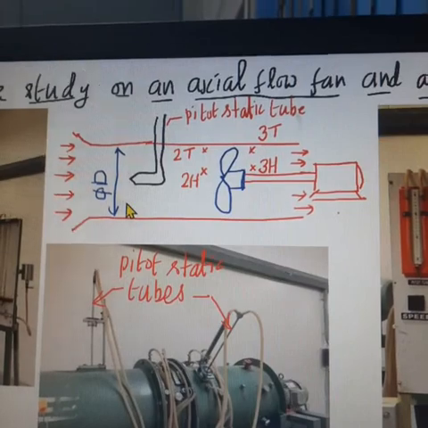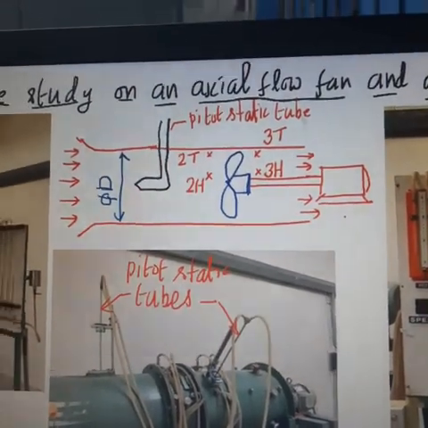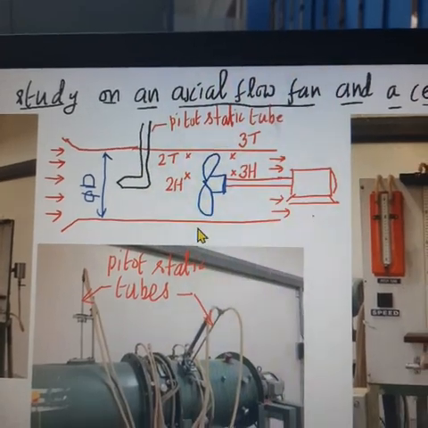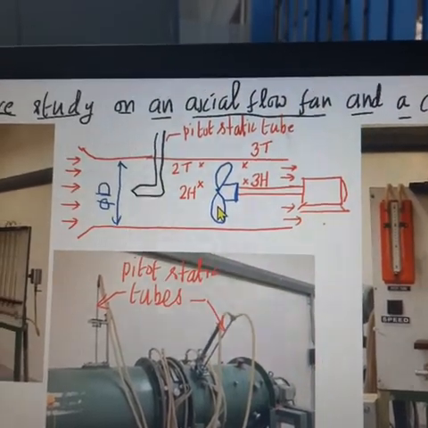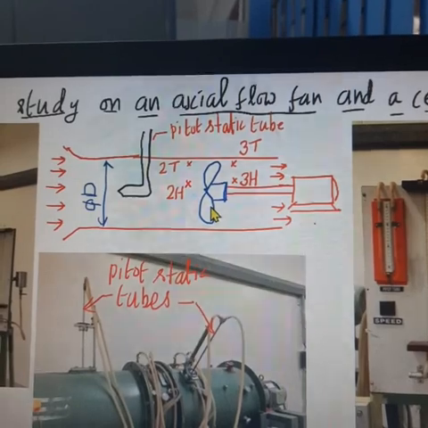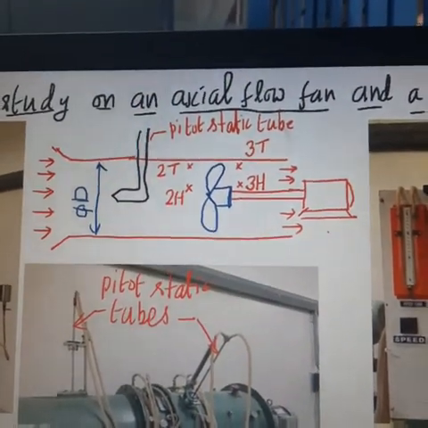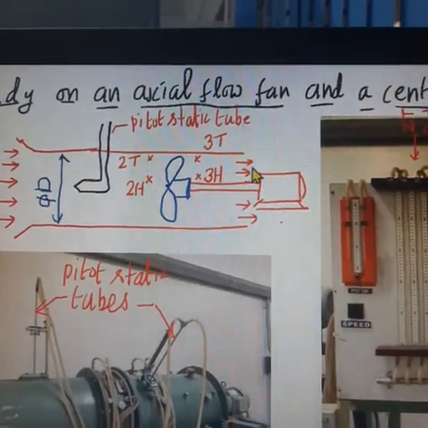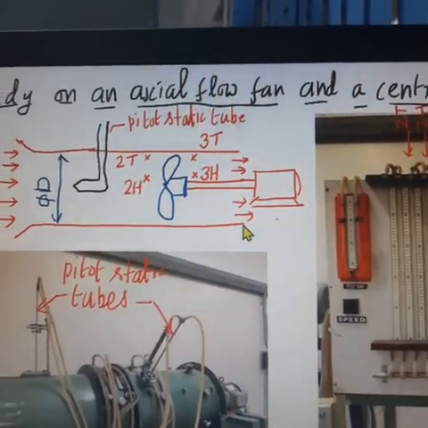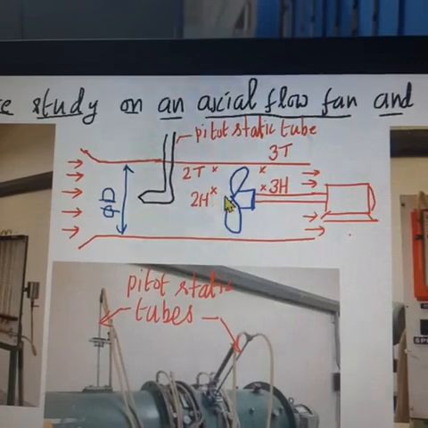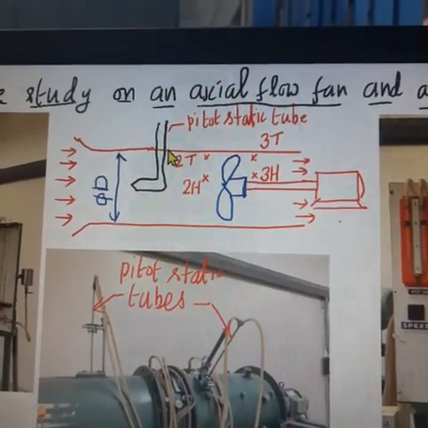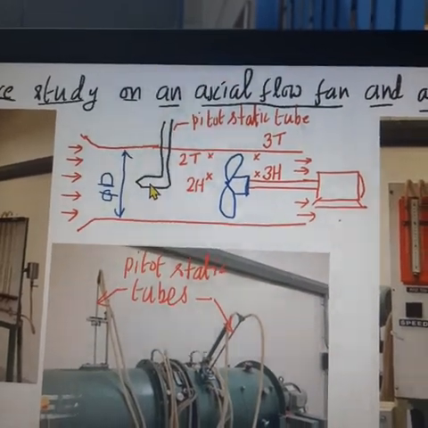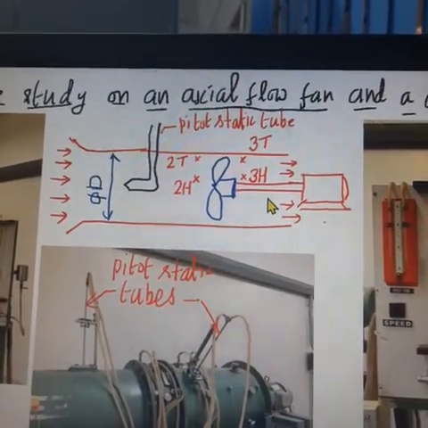The schematic sketch of the setup is shown in this figure. The fan is rotating inside the tube whose diameter is d. When the fan is rotating, the air is sucked inside and air is delivered to the other end of the tube. The pitot static tube is used to measure the velocity of the air at the suction side and at the delivery side.